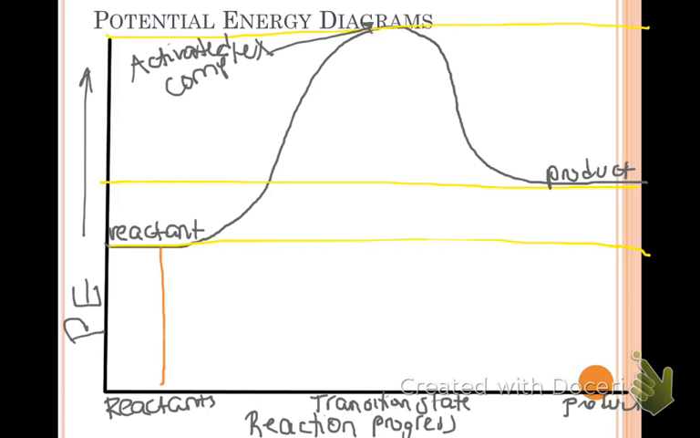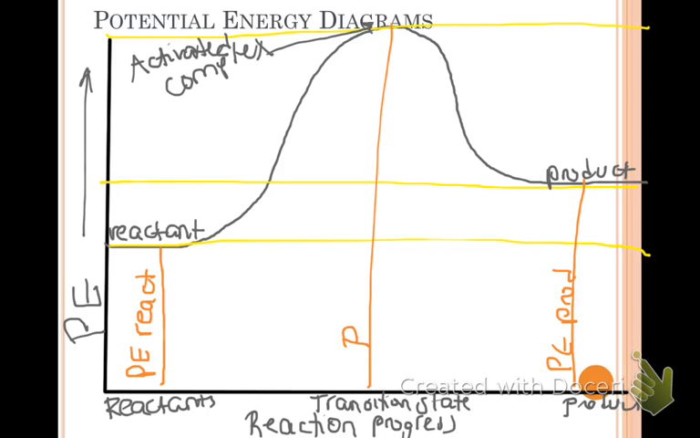If we go to the reactant line, kind of going parallel to that y-axis, this is the potential energy of the reactants. Do the same thing for your product. This is your potential energy of the product. And this is the potential energy of the activated complex. Right. We'll also show the activation energy of the forward versus the reverse.